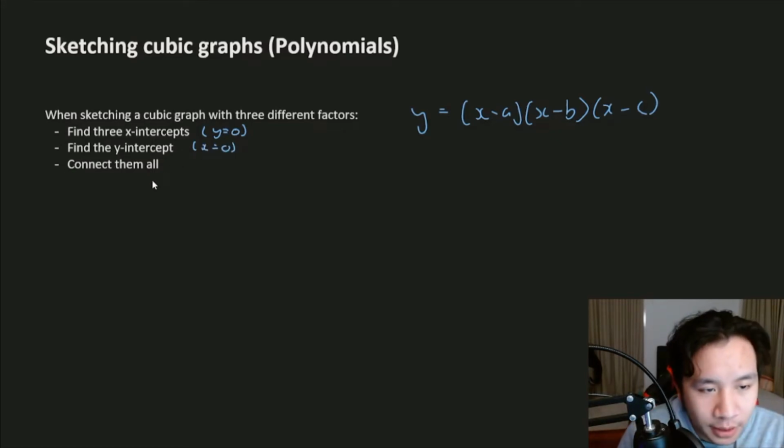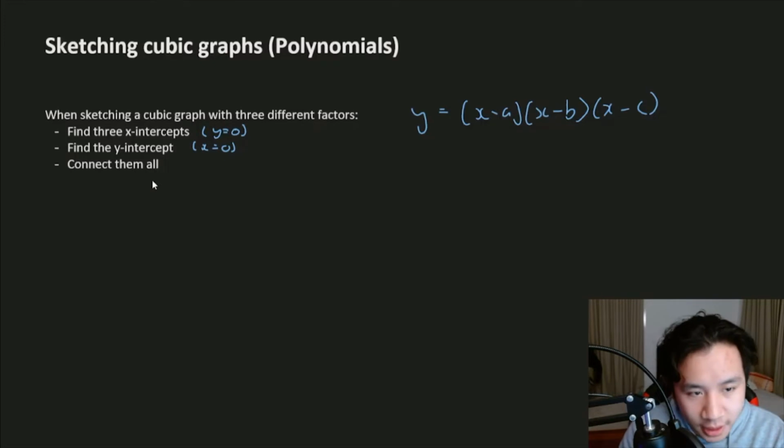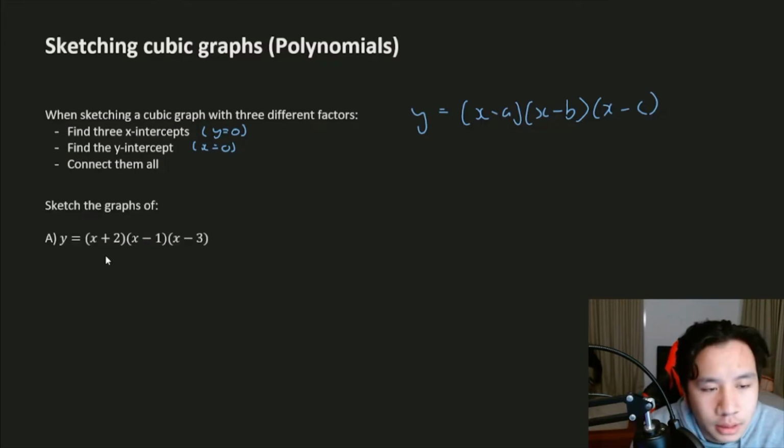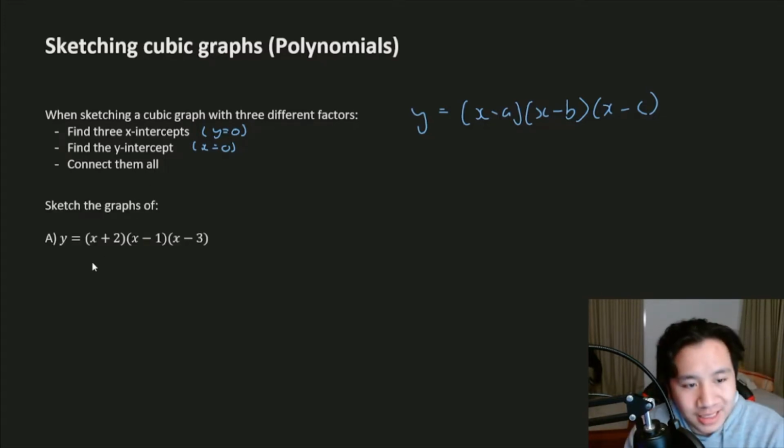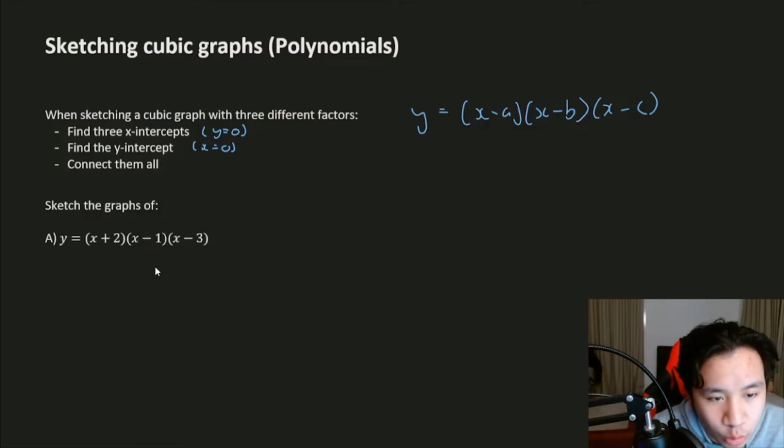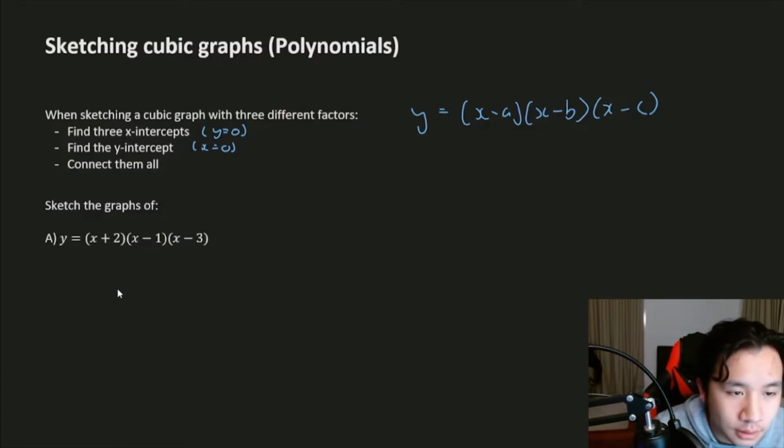Once you've found all of the intercepts, you can connect them all. Here we're asked to sketch the graph of y equals x plus 2, x minus 1, x minus 3. So let's do the first step, find the three x-intercepts when y is equal to 0. This is the equation we're solving.